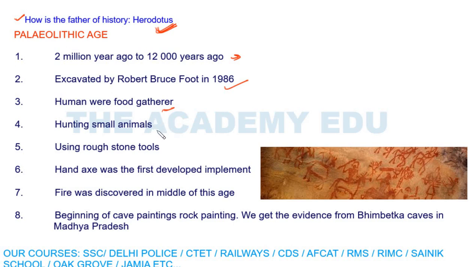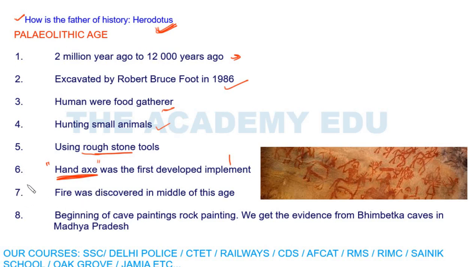After some time, they started hunting small animals because they developed a small tool by using rough stone, called the hand axe. So they developed the first implement, means weapon, which is called the hand axe. It is important, and this one comes in the exam. The first implement developed by humans was the hand axe.